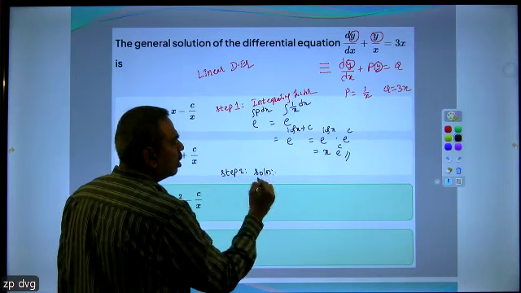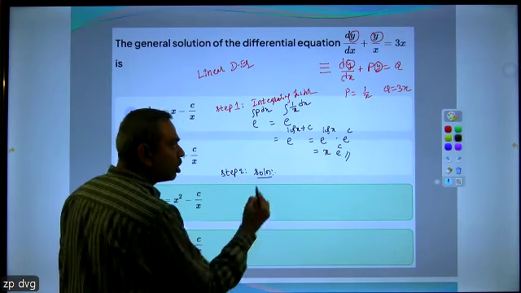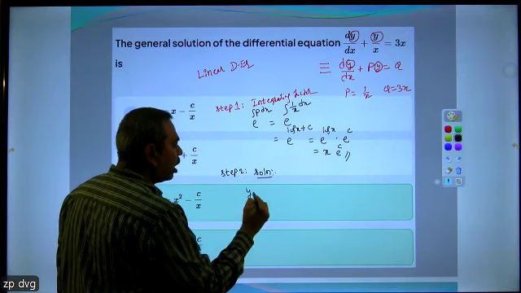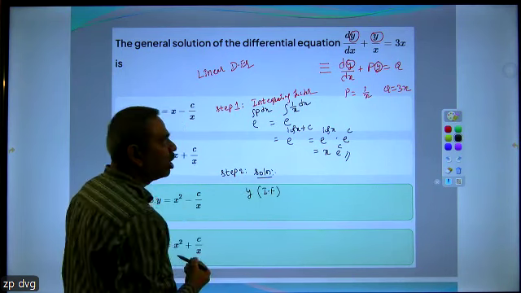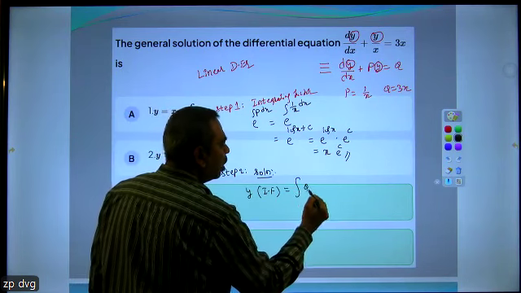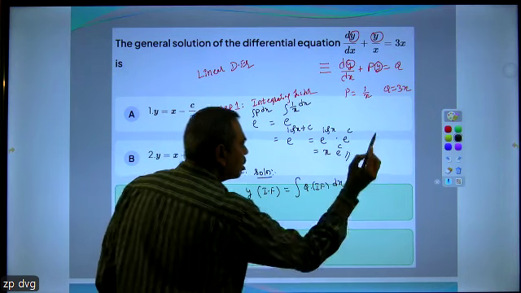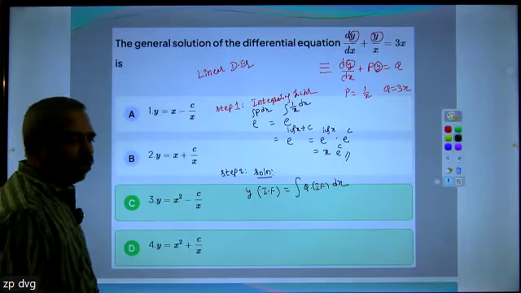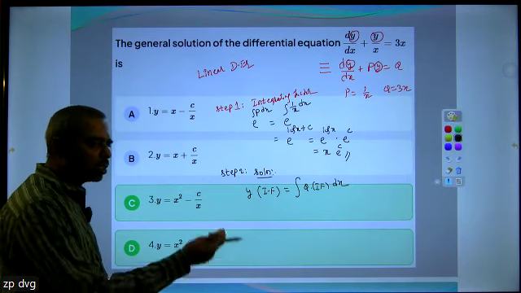So first you have to find the integrating factor, and second you have to find the solution. The solution for this type of linear differential equation is always given by y into the integrating factor. So y into the integrating factor is nothing but integration of q into integrating factor into dx. That's all. So this is how to find the solution.